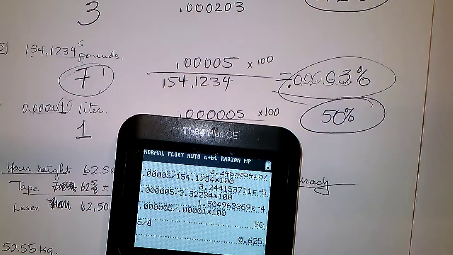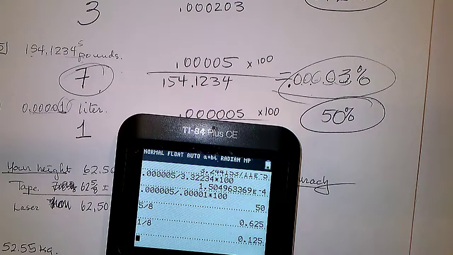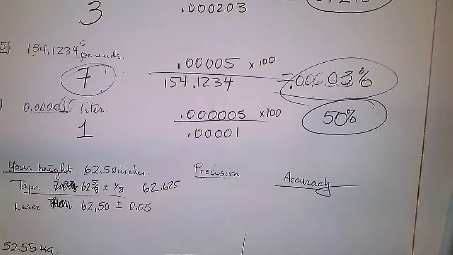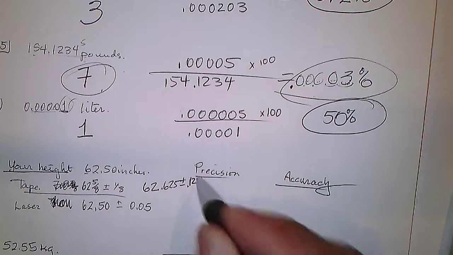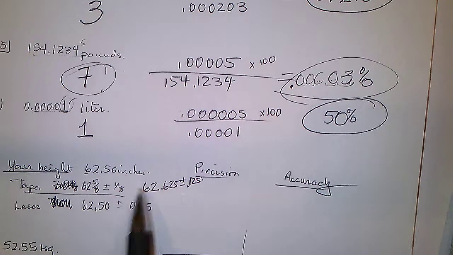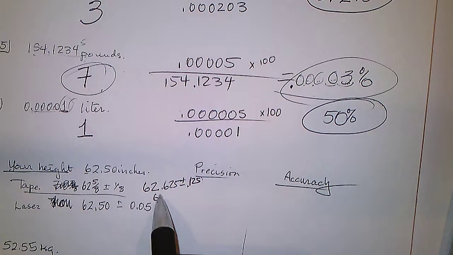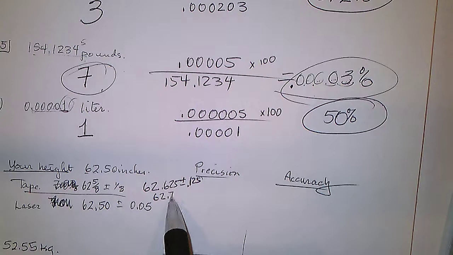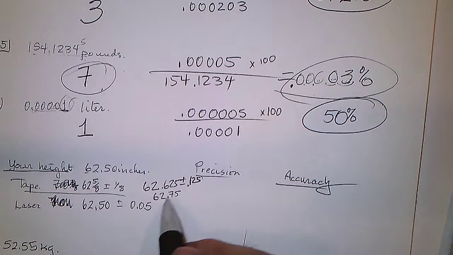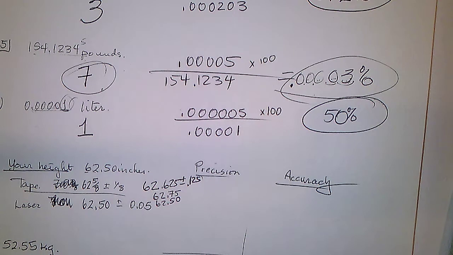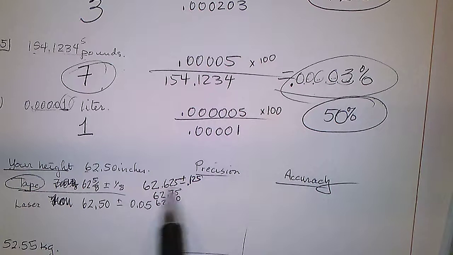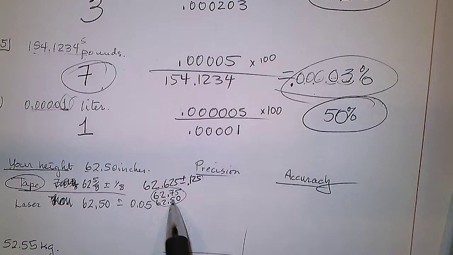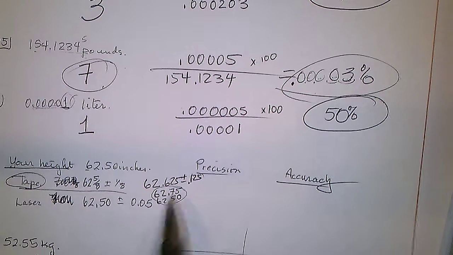1/8 is 0.125, plus or minus 0.125. So if you add 0.125 on this, you get 62.75. If you subtract it, you get 62.50. So the measuring tape says you're somewhere between 62.5 and 62.75 inches.